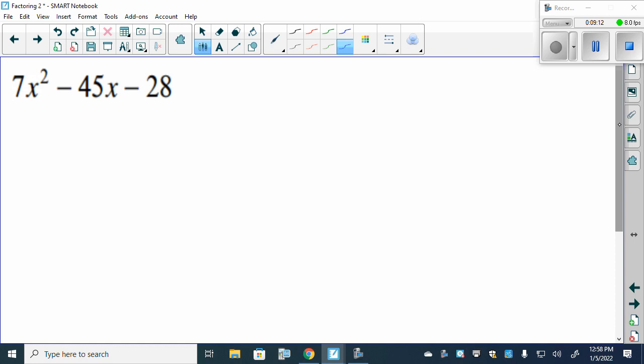Any questions on any of this so far? I do want to look at this one here. When we look at this one, is there a greatest common factor between all three terms? Because 7 does work with 7 and 28. Does 7 divide into 45 evenly? Because 7 times 7 is 49, and 7 times 6 is 42. It's right there in the middle. It's very tempting to want to say that it is divisible by 7 across all three, but unfortunately, it is not.